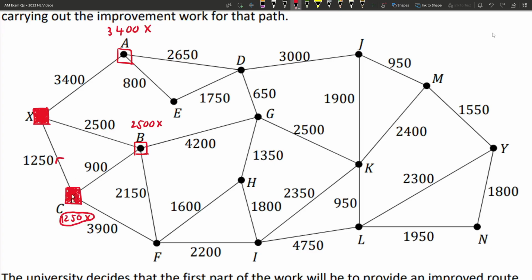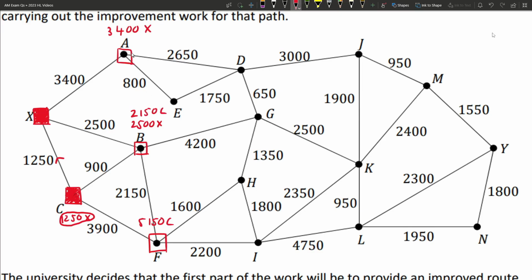Now we repeat the same thing. So we look at everything that C is connected to. Well, X is already complete, so we don't have to worry about that. But we look at B and F, so I'll put a box around F. Now to get from F to C, we have 3,900 plus the 1,250 to get back to X. So we have to add those together. We get 5,150. And that's going to C. And then for this B, we're going to have 900 plus 1,250. That's 2,150. And that's going to C.